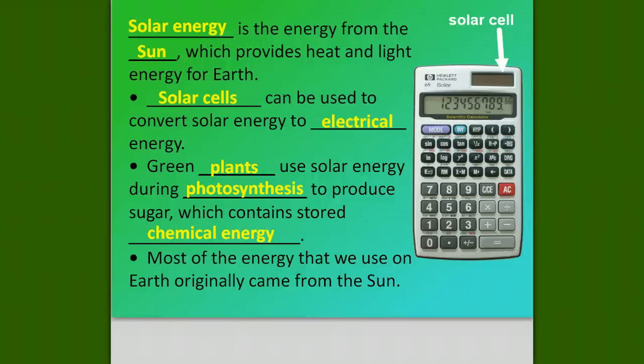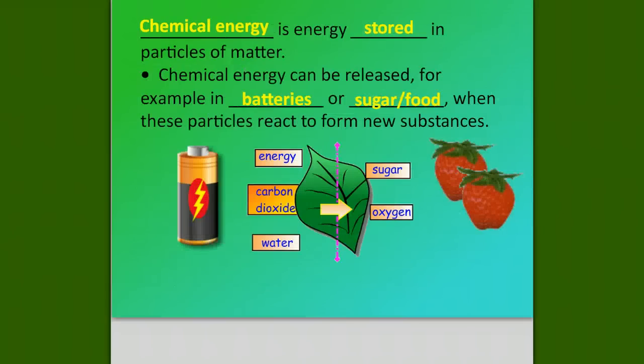All right, here we go. Chemical energy is energy stored in particles of matter. So chemical energy. I say chemical, you say battery. Chemical, chemical. I say battery, you say chemical. Battery, battery.